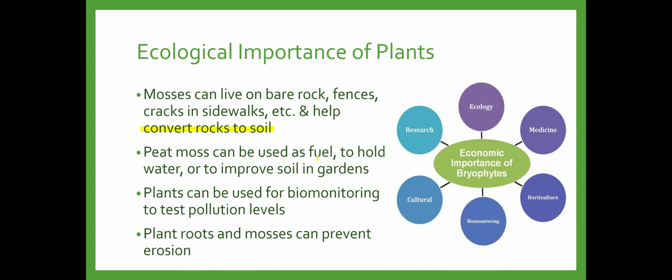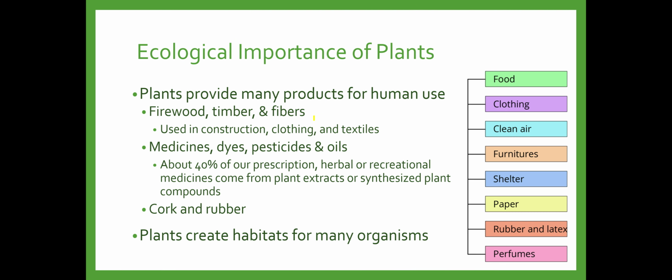Peat moss can be used to burn for fuel or hold water, or a lot of times mosses can be used in gardens to help retain moisture. They can be used for biomonitoring. They can look at pollutant levels in plants as they absorb some of those pollutants. And then, of course, roots and mosses can be helpful to prevent erosion. Pioneer species, that's the word I was looking for. These mosses can act as a pioneer species in succession.